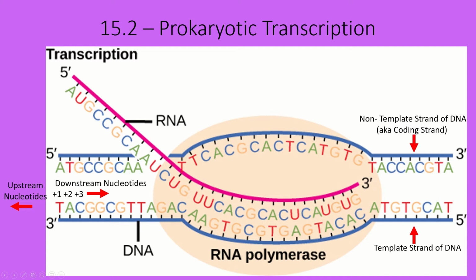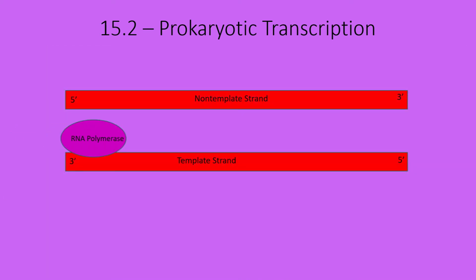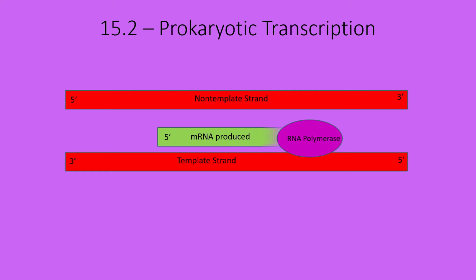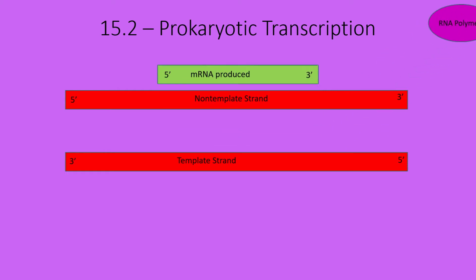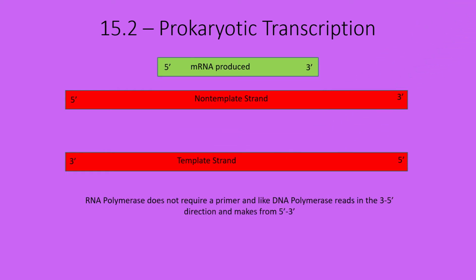Any nucleotides found before the start of transcription are designated upstream nucleotides and are numbered with negatives. Any nucleotide at the site of transcription forward are called downstream nucleotides and are numbered with positives. Like the DNA polymerases, an RNA polymerase performs a template-directed synthesis in the 5' to 3' direction. But unlike DNA polymerases, RNA polymerases do not require a primer to begin the process of transcription.